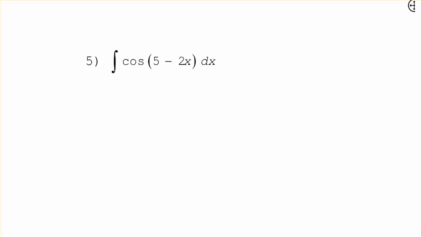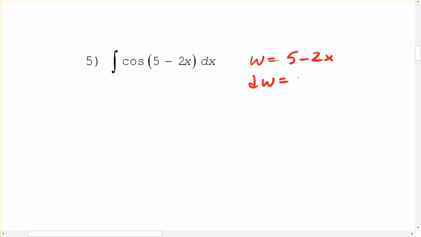Let's try it here. David, what do you think the w substitution is going to be on this one? Just tell me. 5 minus 2x. Sure. W substitution is great to help you keep track of things to make them look simpler. What's dw equal, David? You can do it. X. Close. What's the derivative of 5 minus 2x? Negative 2. Negative 2 dx. Exactly. The derivative of that is negative 2.